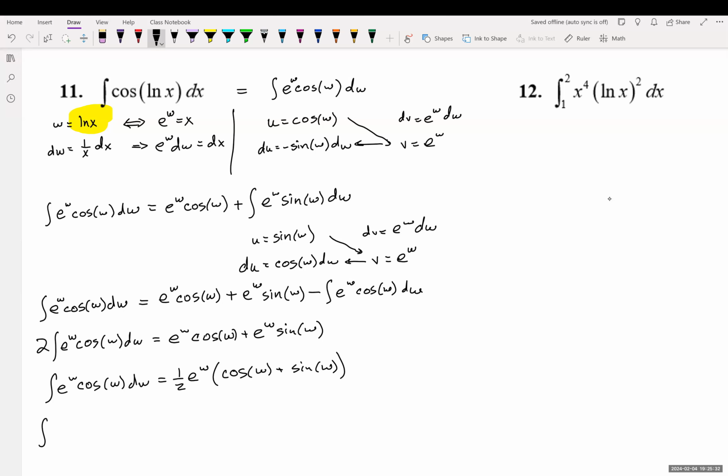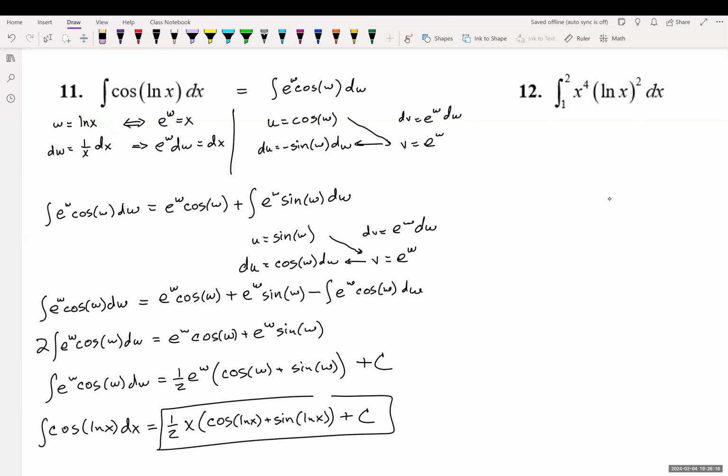So we have the integral of cosine ln x dx is equal to 1/2 e to the ln x. Well, what's e to the ln x? It's just plain x. So we'll just go ahead and write an x there. Cosine of ln x plus sine of ln x. And something I forgot back here is a plus c. So we have a plus c there. And so we end up with 1/2 x times sine ln x plus cosine ln x in those parentheses, plus c.